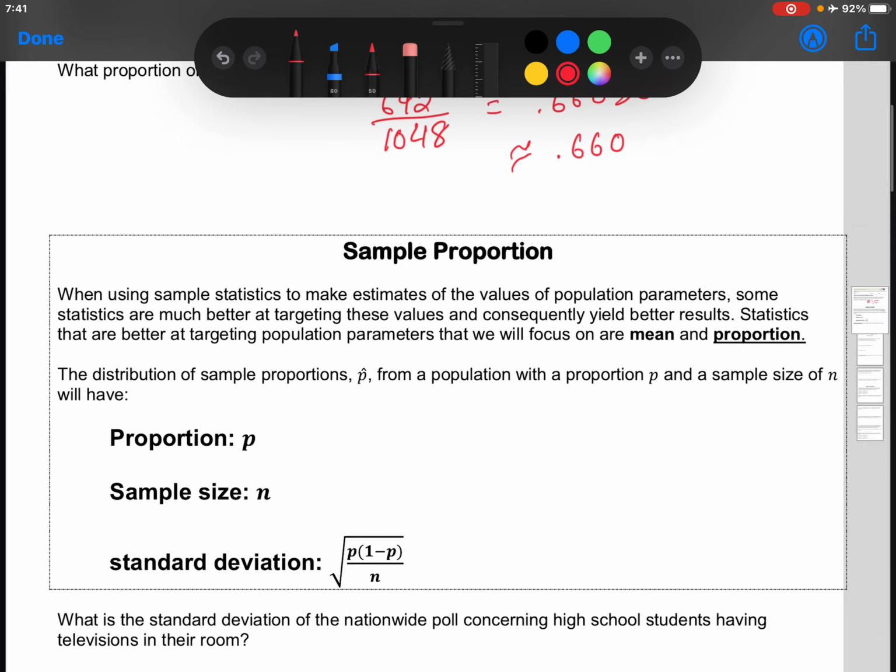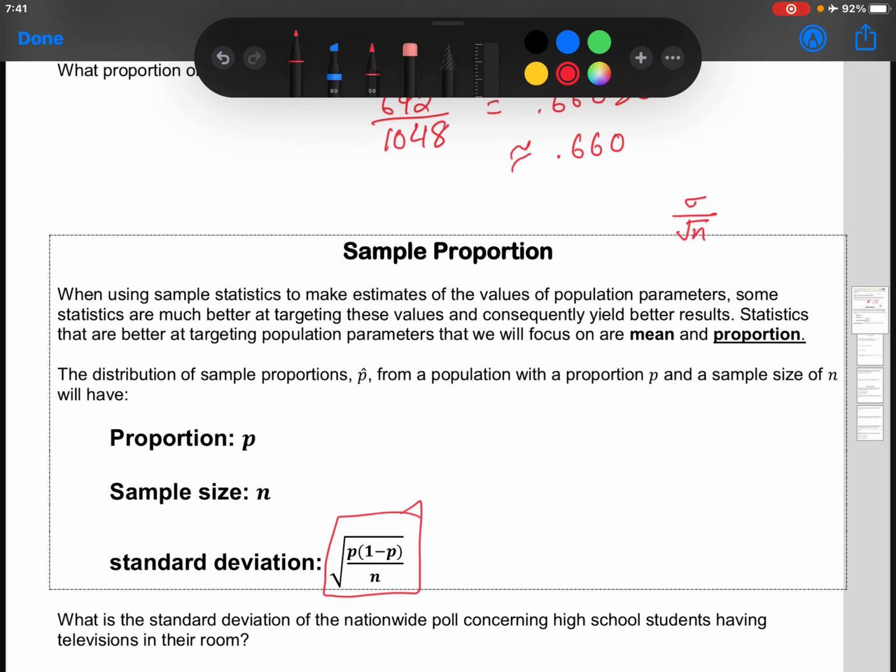So what is sample proportion? We found standard deviation in this sample standard deviation in the last lesson. It was population standard deviation over the square root of your sample size, right? And today we are going to do sample proportion. So we are going to learn about a new formula here. What is that? So let's talk about this.